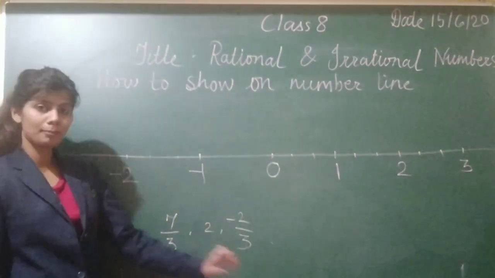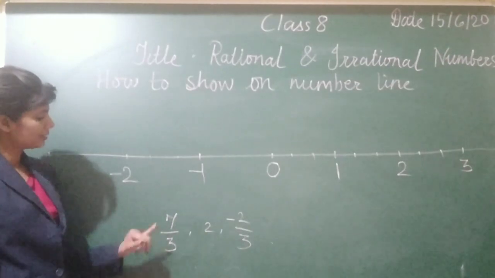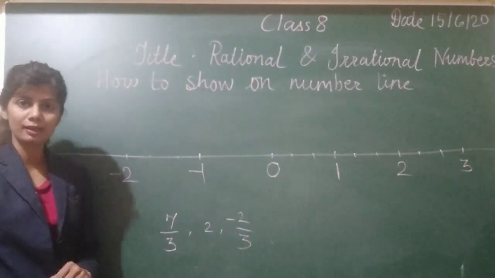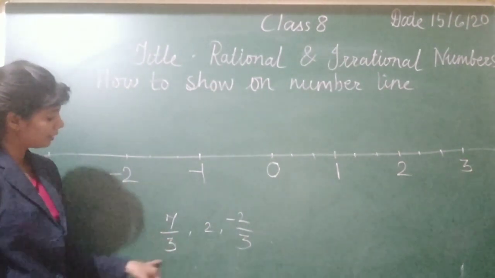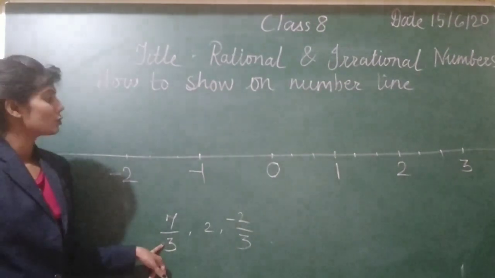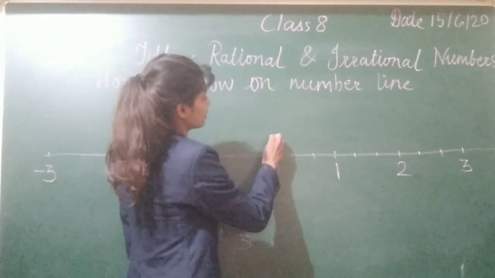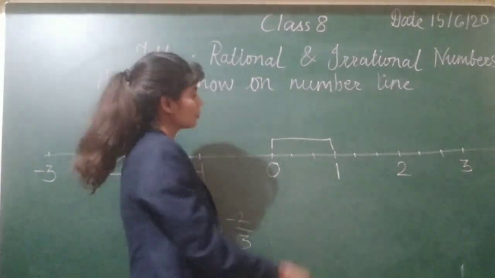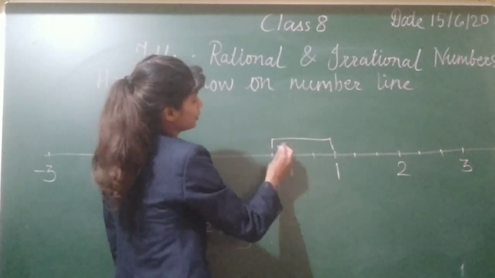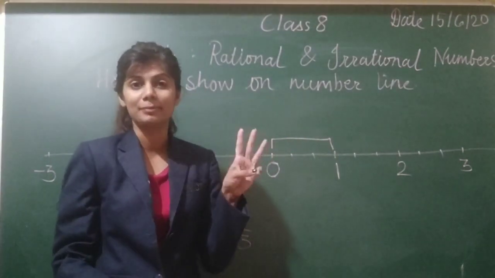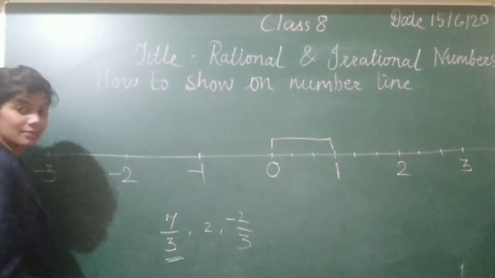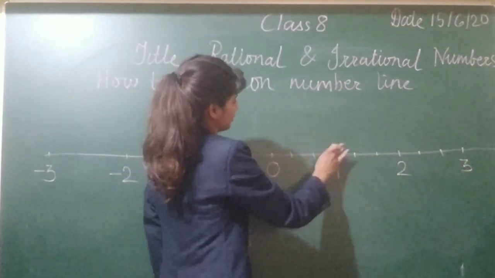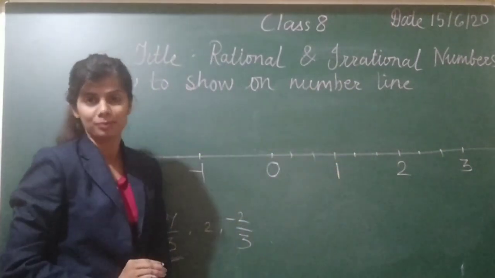So we have few numbers here. Minus 2 by 3, 2 and 7 by 3, right? Now the denominator value is 3. So we'll have to divide each unit, I mean the distance between these two, into how many parts? 3 parts, because the value here is 3. So I have divided these parts into 3 equal parts.